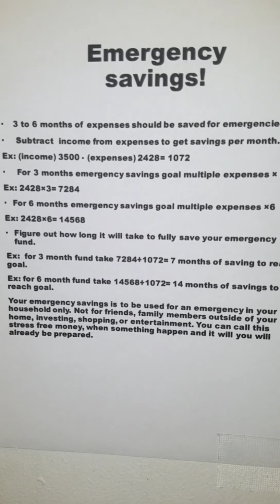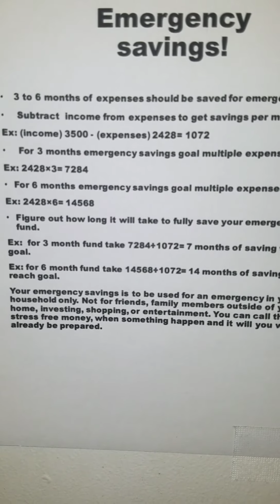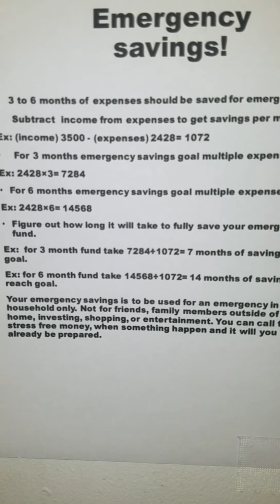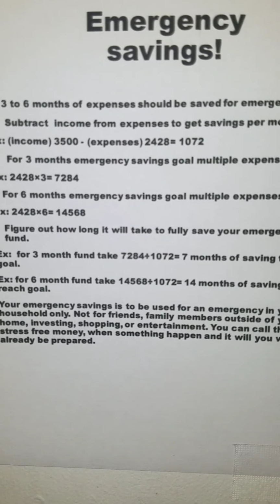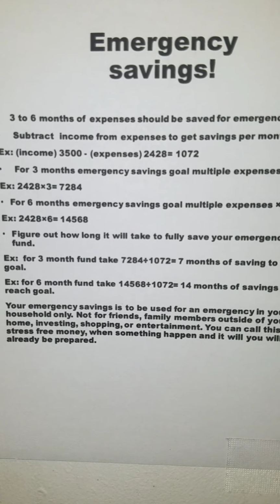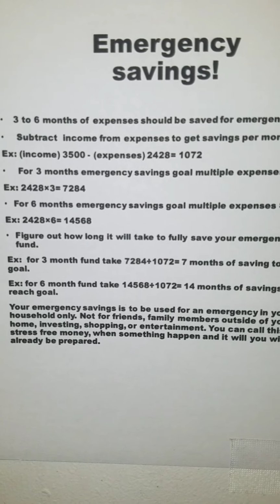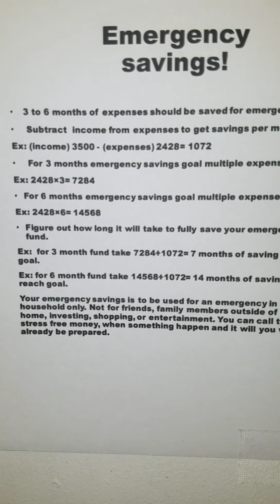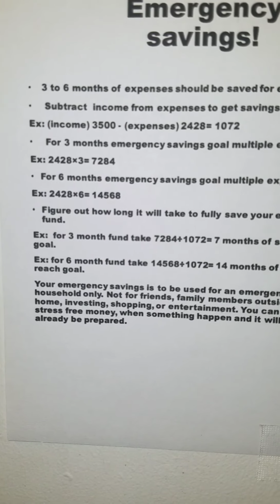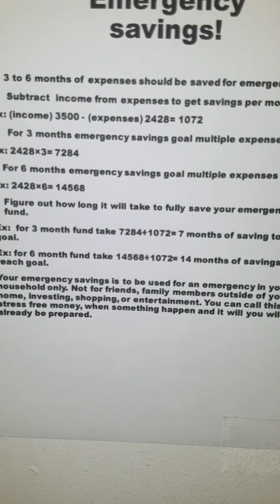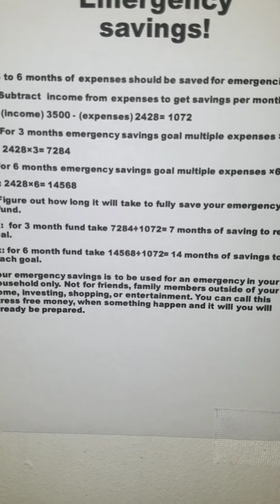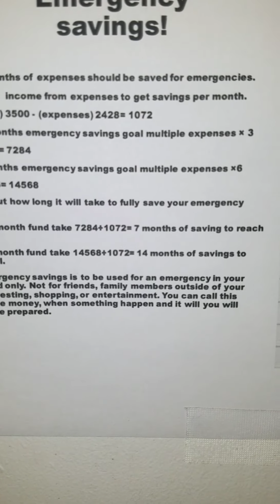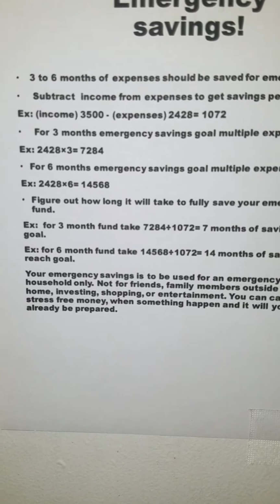So if you look at our example, if your goal is to have a 3-month emergency fund, then you want to take the total for the 3 months, which is $7,284. You want to divide it by your total savings, which is $1,072 per month, which will give you 7 months of savings to reach your goal. And you can do the same thing for the 6-month fund. You take the $14,568 divided by $1,072, and that'll equal 14 months worth of savings to reach your goal.